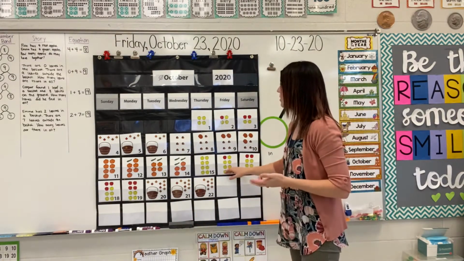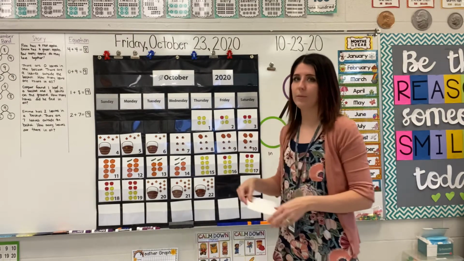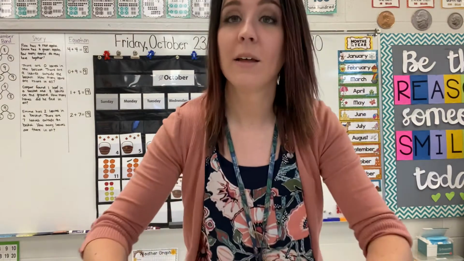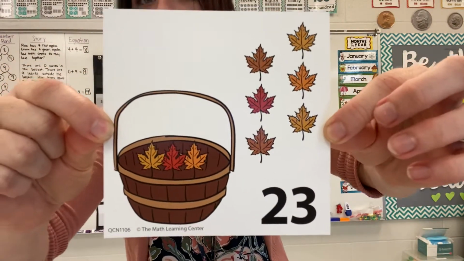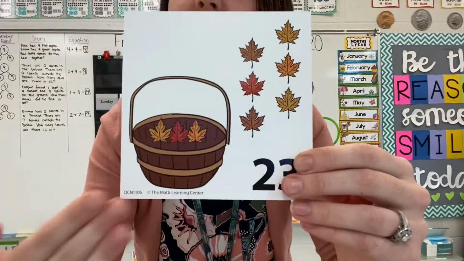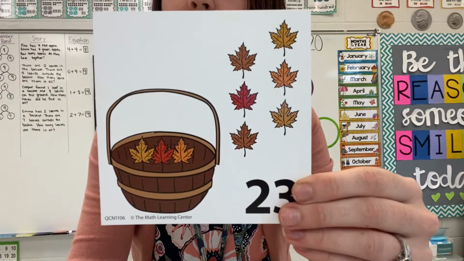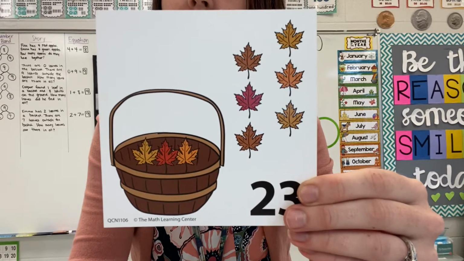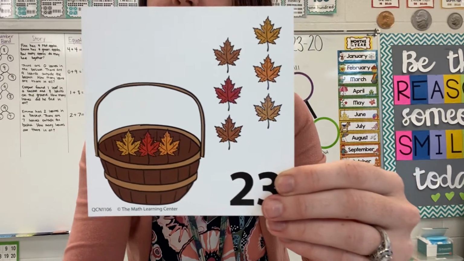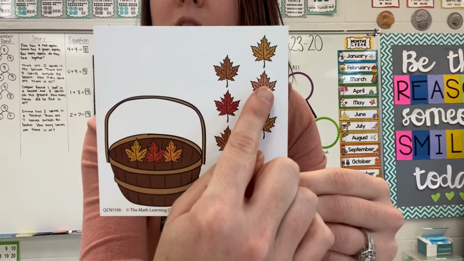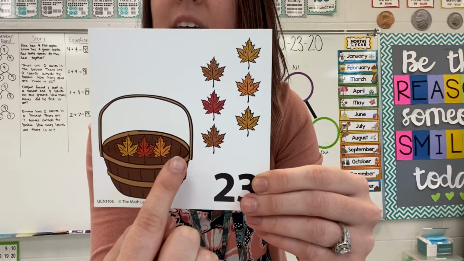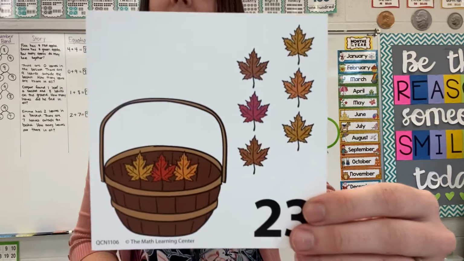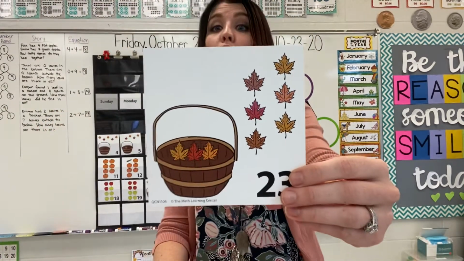So are you ready to see what's on today's card? All right, here we go. What do you think it's going to be? Make your guess. Make it quick. And it's... What do we have? That's right. We have leaves. How many leaves do you see on the whole card? All right, let's count them together to see if you're right. 1, 2, 3, 4, 5, 6, 7, 8, 9. So we have 9 leaves on the whole card.